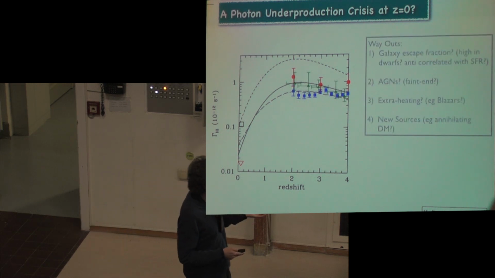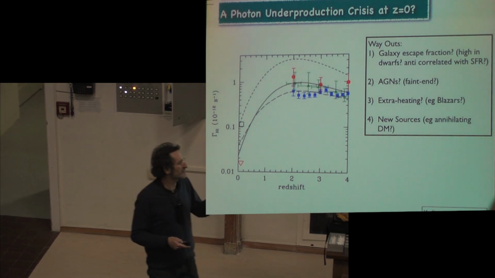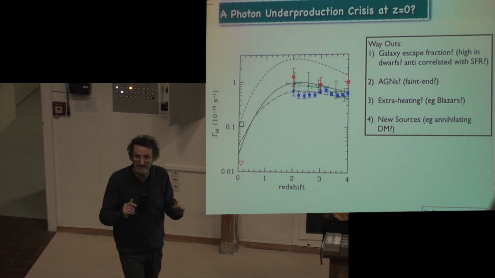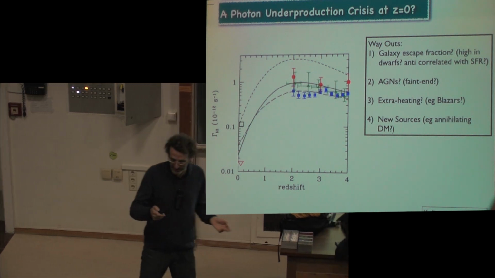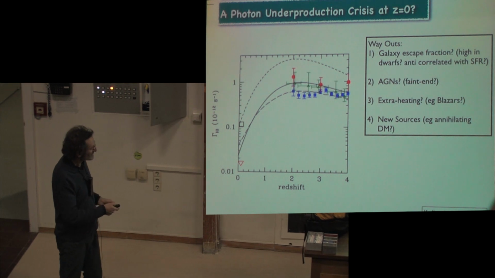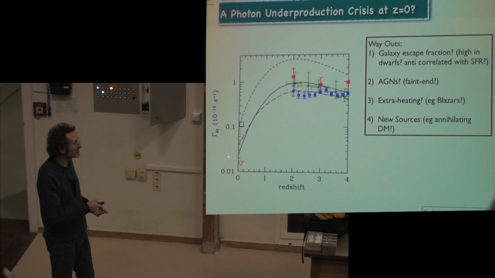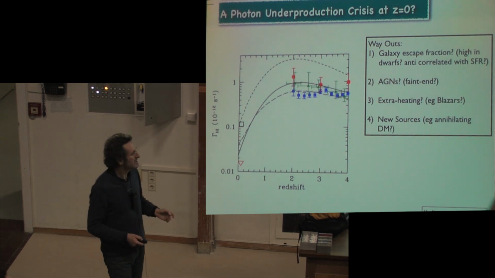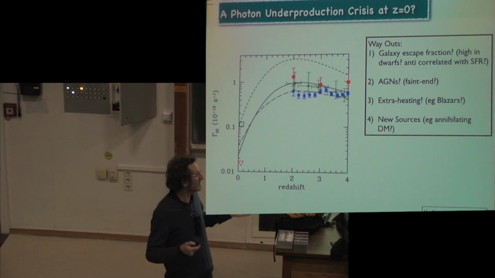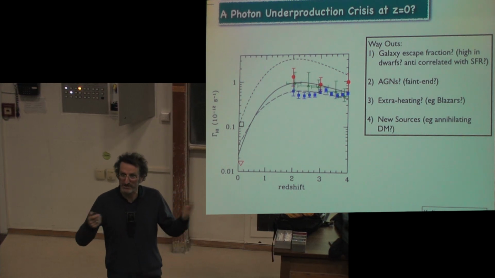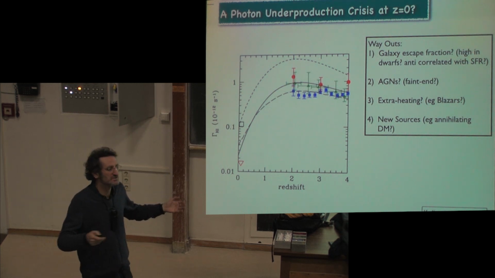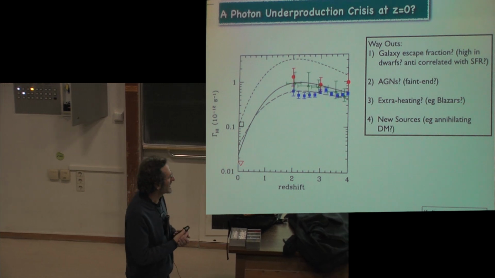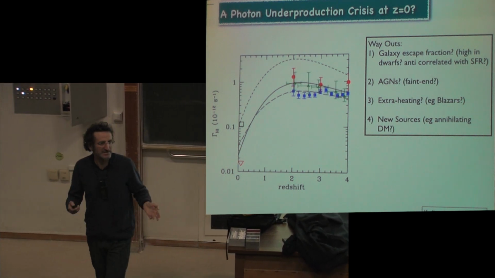There are different options. For example, the galaxy escape fraction can be very high in very small galaxies, in dwarf or even ultra-faint galaxies. It could be anti-correlated with star formation, because you need a high escape fraction here, but a low escape fraction there. So you can have AGNs, extra heating from lasers, for example, I've seen a few papers, or of course, the more exciting answer could be new sources like gamma rays.